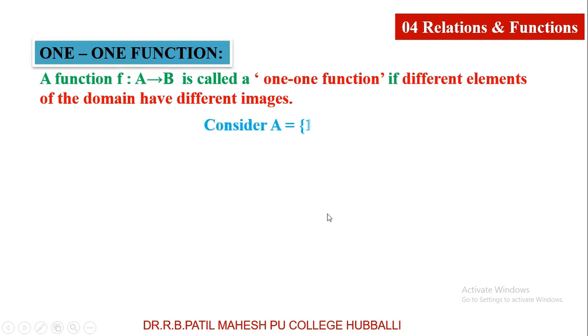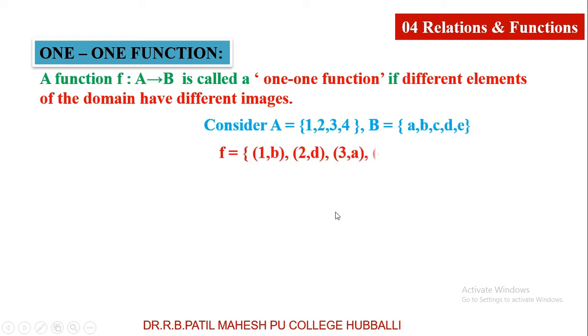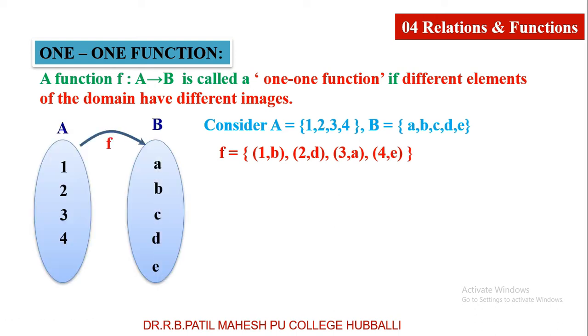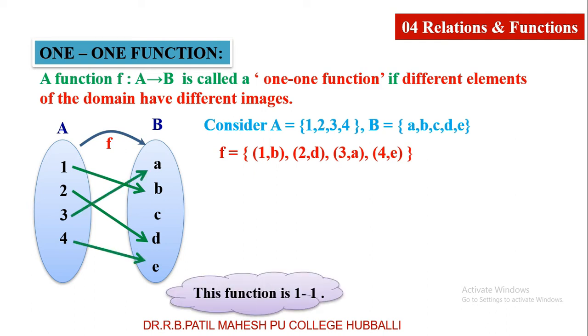Let me take one more example. 1, 2, 3, 4. A, B, C, D, E, same sets. The function I am writing: 1B, 2D, 3A, 4E. Consider its arrow diagram. 1 is related to B, 2 is related to D, 3 is related to A, 4 is related to E. Dear students, you can observe each element of the domain is having different images. 1 is having the element B, 2 is having D, 3 is having A, 4 is having E.